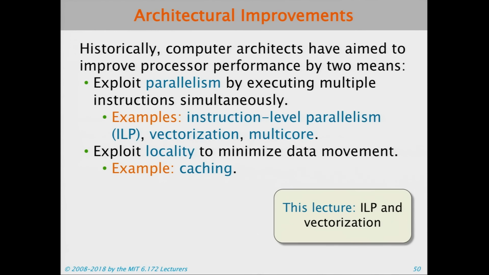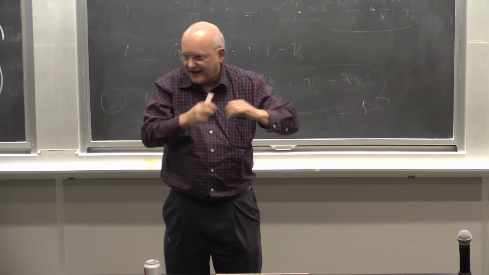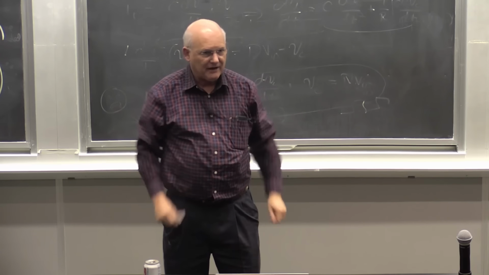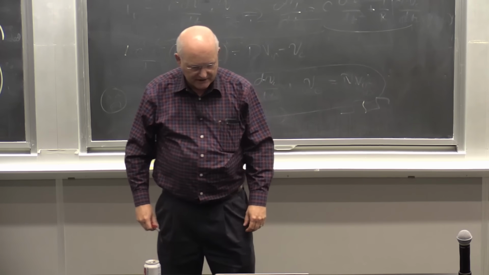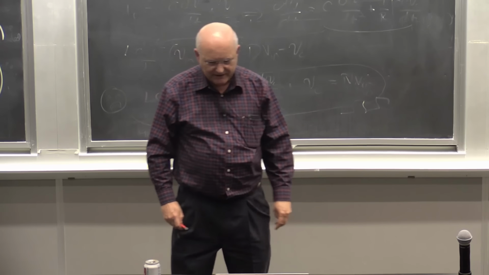Because the way that the processor wants to do things is fetch stuff from memory. It doesn't want to operate on it in memory. That's very expensive. It wants to fetch things into registers, get enough of them there that you can do some calculations, do a whole bunch of calculations, and then put them back out. So this lecture, we're talking about ILP and vectorization.